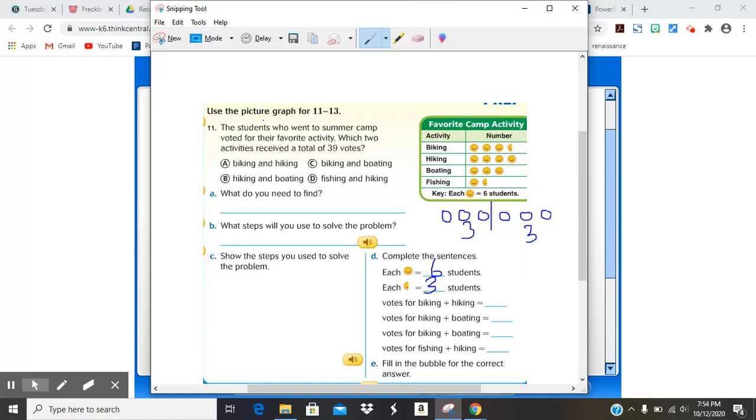So if I look up here at my actual question, which I didn't even look at until I went over and looked at the information on my graph so that I knew what was going on. The students who went to summer camp voted for their favorite activity. Which 2 activities received a total of 39 votes?